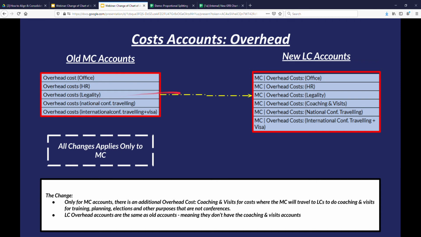Overhead for LCs is the same account. There are no changes for LCs, but for the MC there is just one additional account, which is coaching and visits. So we added coaching and visits, meaning these are costs where the MC will travel to LCs to do coaching and visits for training, planning, elections, and other purposes that are not conferences. We have to add this because there are times where this is more of a TM slash OD type of cost, and before it was not specified.